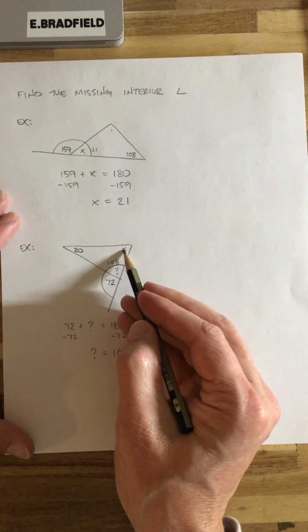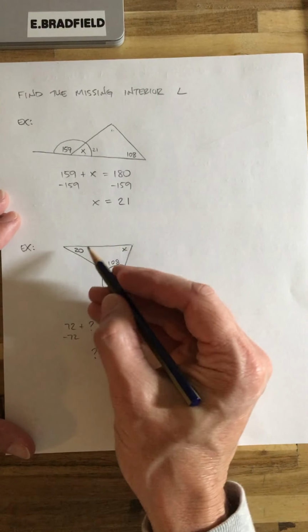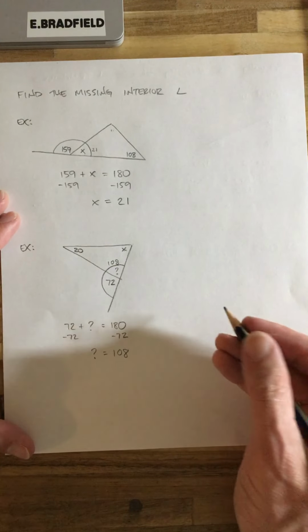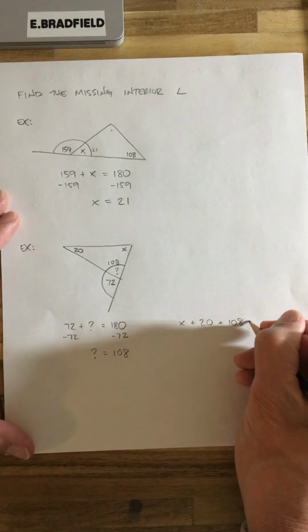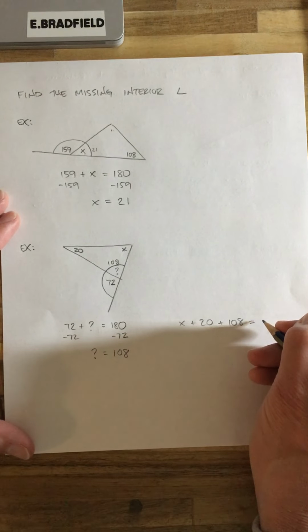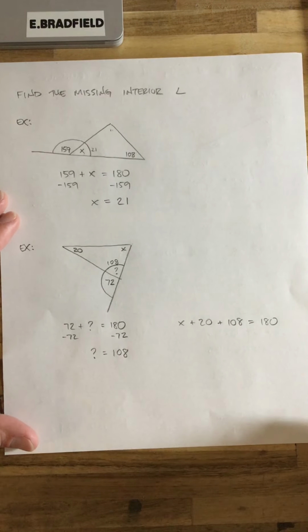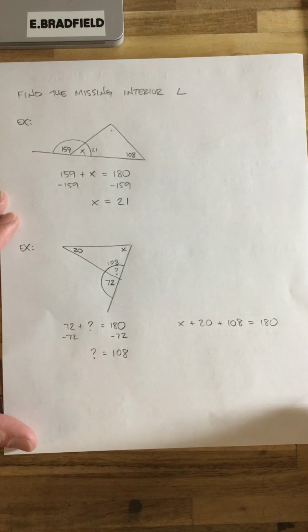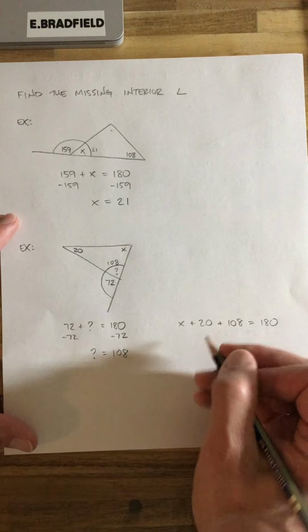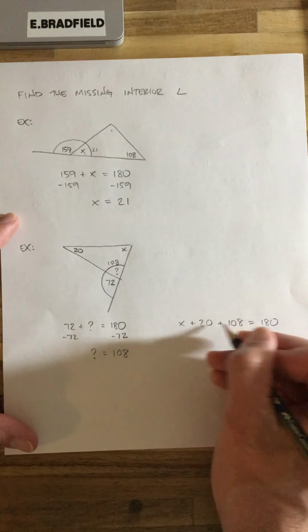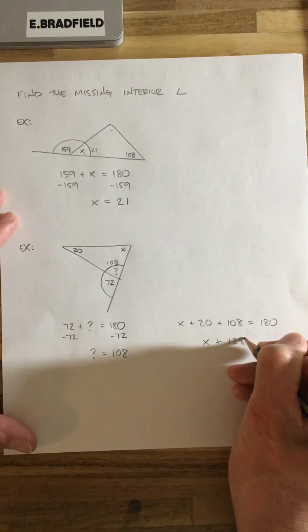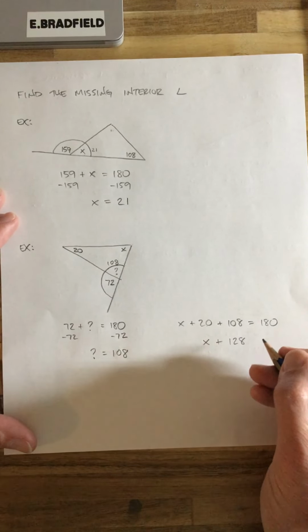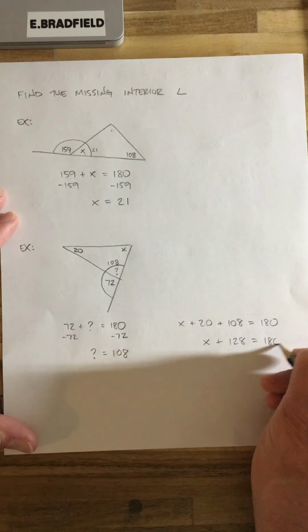And if you want to solve for x, now you can write the equation: x plus 20 plus 108 equals 180. All right, well, what are we going to do? We know that these two can add together, so this is going to be x plus 128 equals 180.